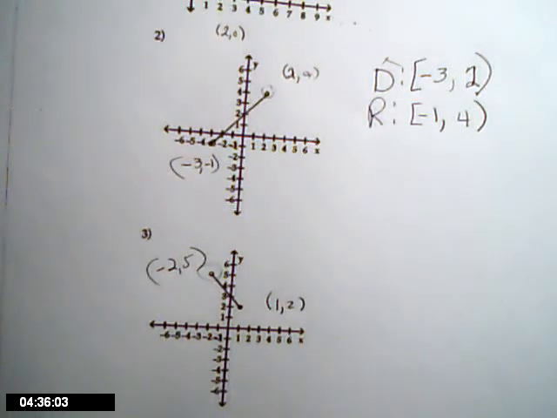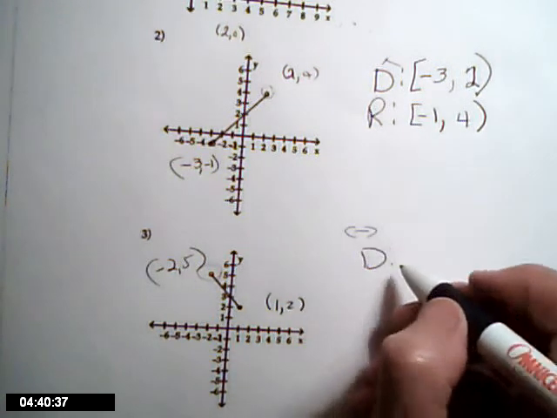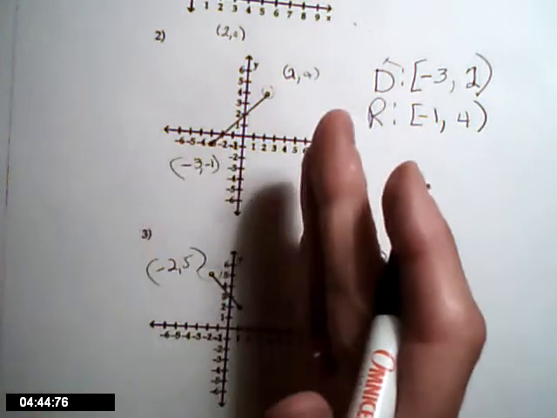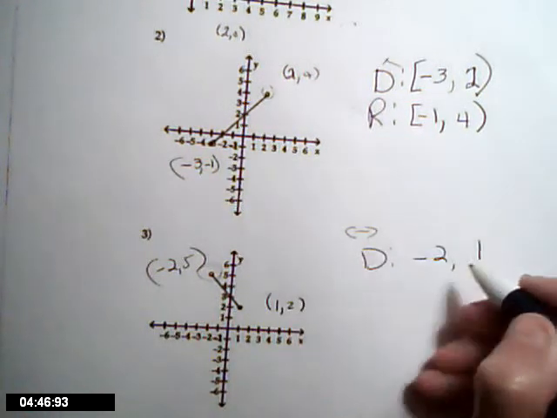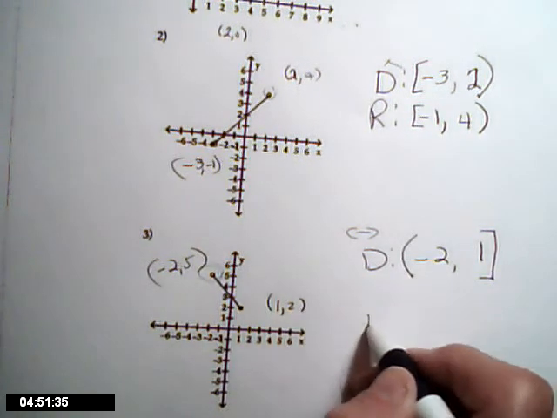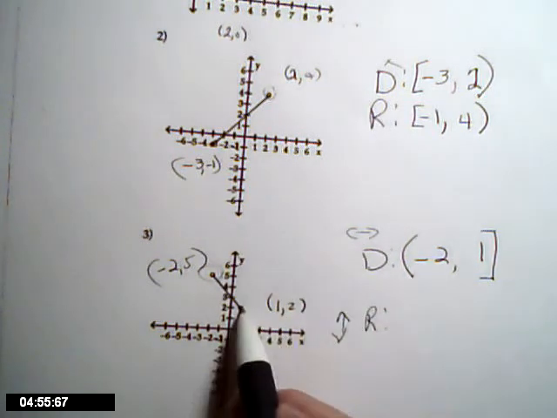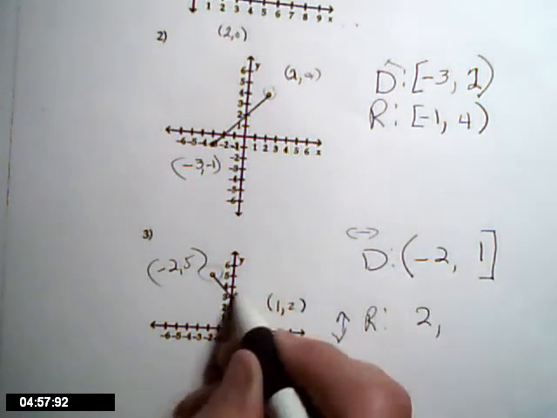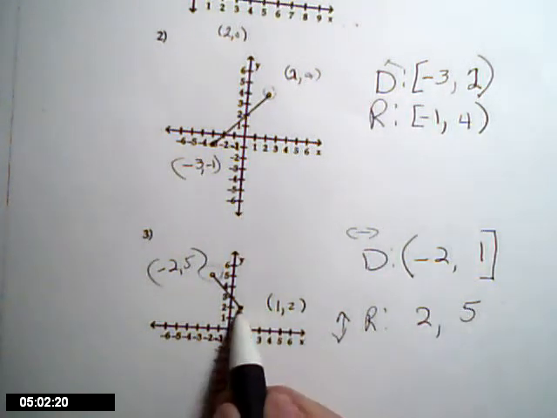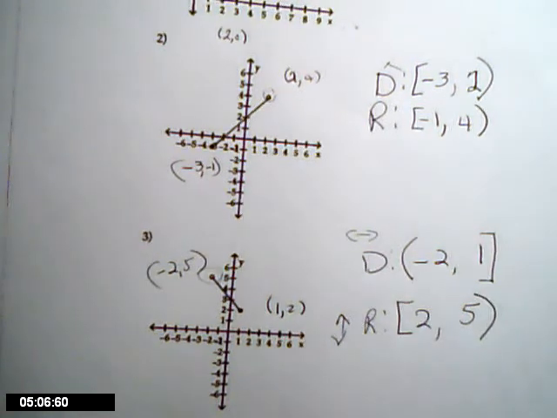And this one does not touch. You see it has an open circle. So domain, this is right and left. I go from a far left of negative 2 to a far right of 1. This one is closed, this one is open. Range. We go from a low y 2 to a high y 5. Remember, again, this one we touch, and this one is open.